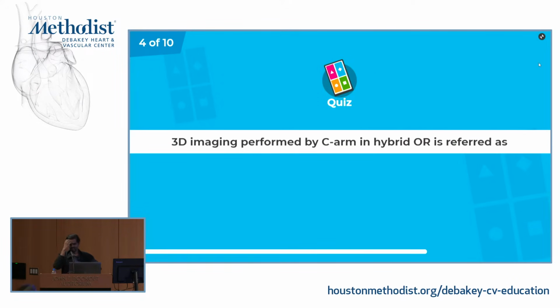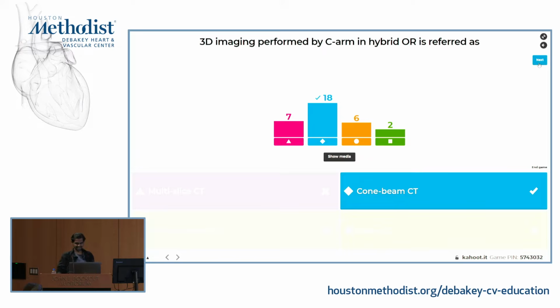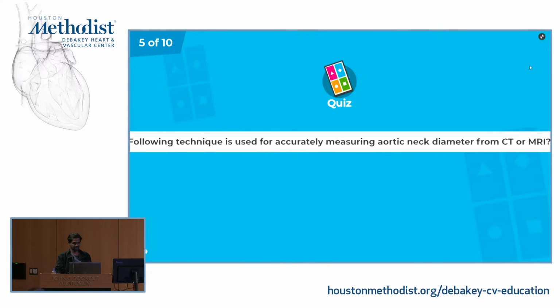So the 3D imaging that we can perform using this mobile C-arm or even a fixed C-arm in a hybrid OR is referred to as... yes, it's timed. Okay, most of you got it right. So I'll explain some of these questions towards the end when we come back to it. JC is on the lead.